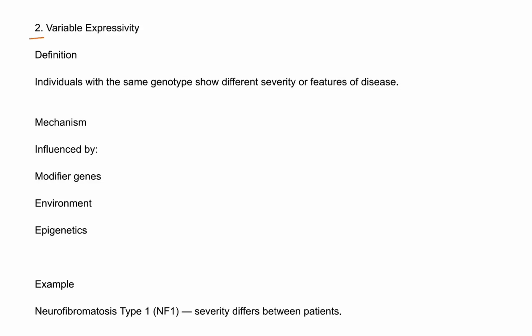Variable expressivity. Definition: individuals with the same genotype show different severity or features of disease. Mechanism: influenced by modifier genes, environment, epigenetics. For example, neurofibromatosis type 1 or NF1. Its severity differs between patients, so it is an example of variable expressivity, because it is influenced by modifier genes, environment, and epigenetics.